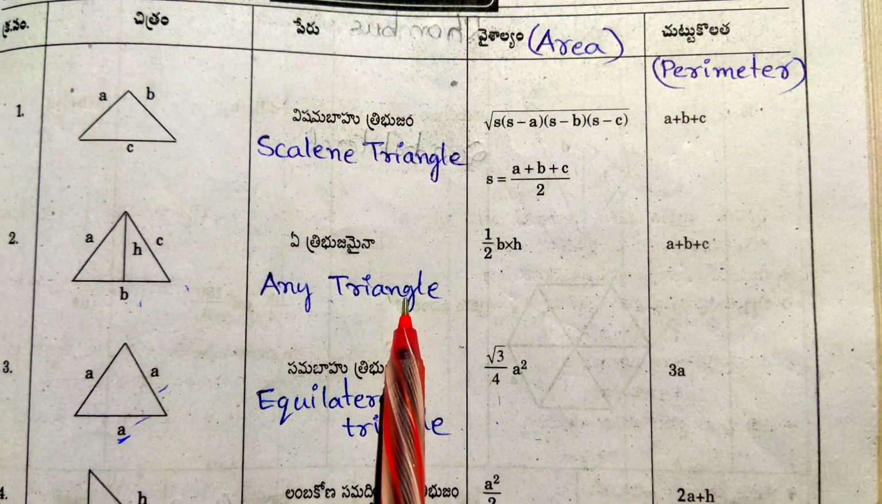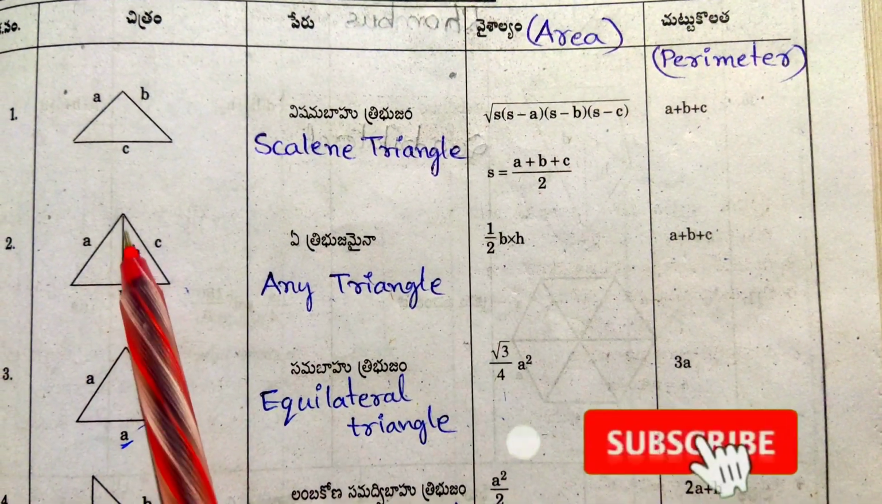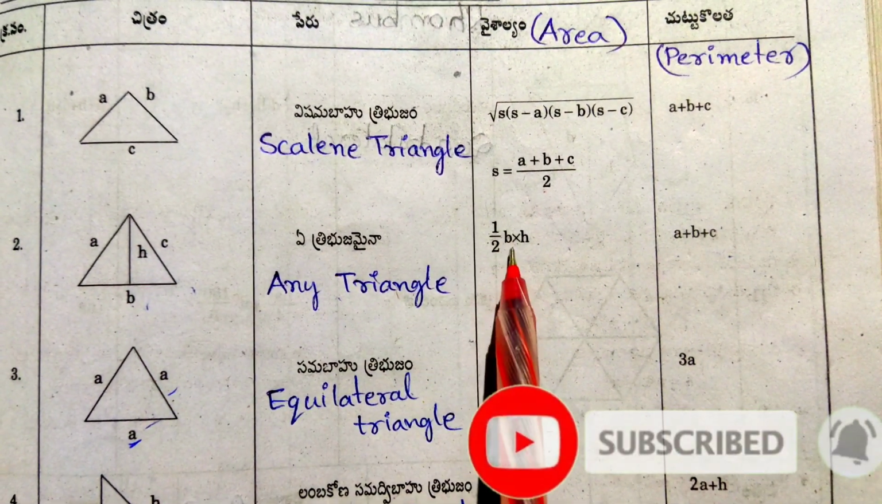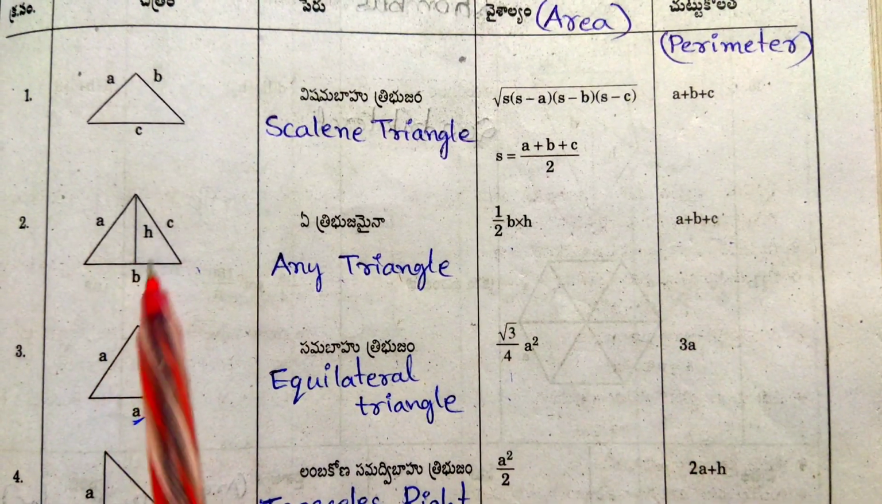Any triangle. Area formula is 1 by 2 base into height, that is 1 by 2 b into h. Perimeter formula is a plus b plus c.